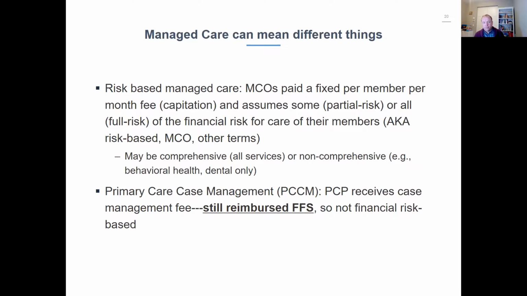You'll see this under different terms like that. It may be comprehensive for all services, or it may be non-comprehensive. You may see it in behavioral health or dental or something like that. So that's the majority of it. However, there is another type of managed care that somebody could mean if they're saying managed care in Medicaid, and that is primary care case management, where a primary care provider receives a case management fee. So they're still reimbursed fee for service, but there's an additional case management fee alongside that. So that's not part of the same program as the risk-based managed care organization delivered care. And you can find which states have which of these fairly easily.